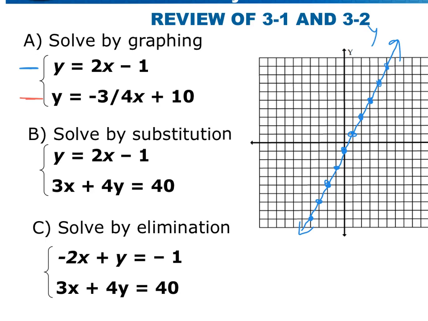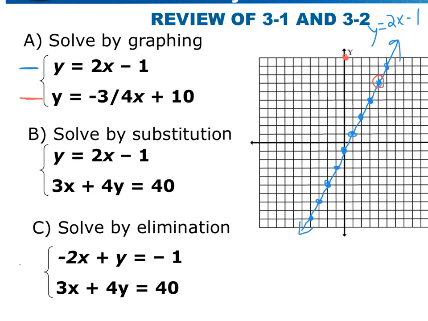And then we should always label which line this is in a system of equations. So this is y equals 2x minus 1. Shifting over to the red line then, we start by putting our point at our y-intercept, which we see here is 10. From there we go down 3 to the right 4, and hey, there is our point of intersection where the two lines overlap.